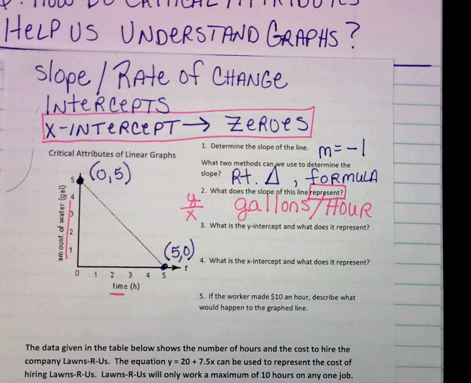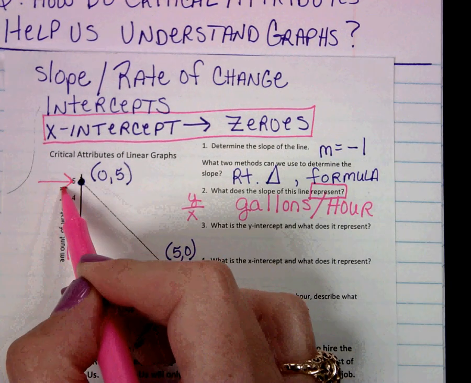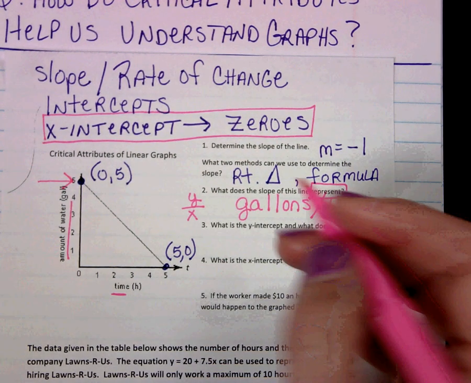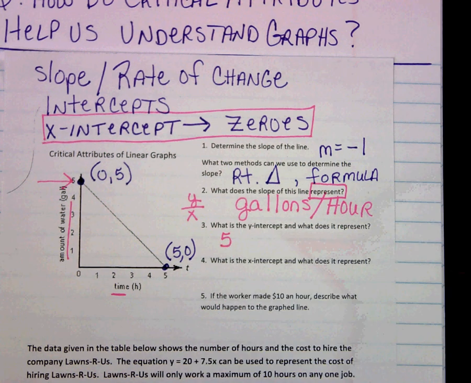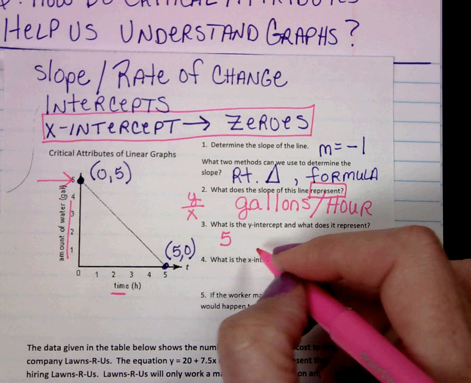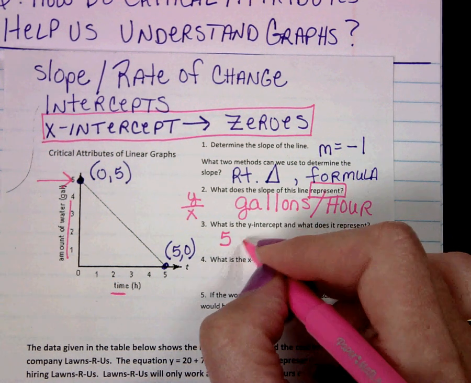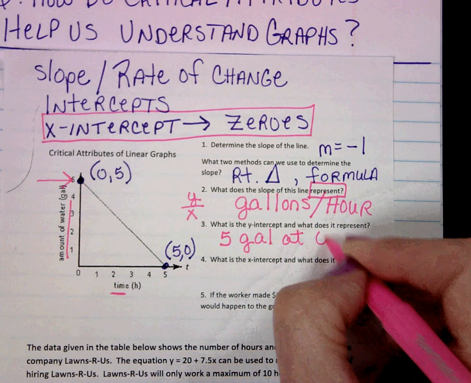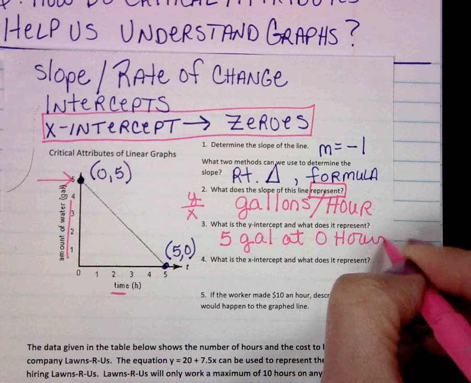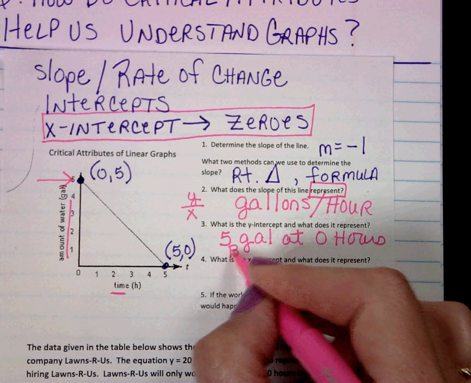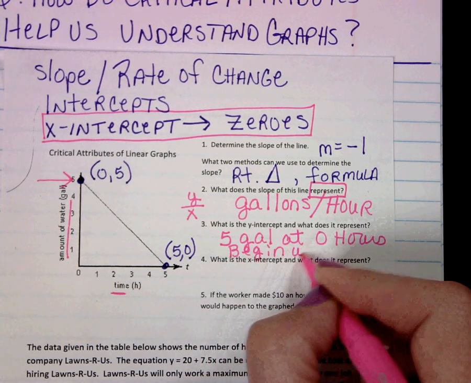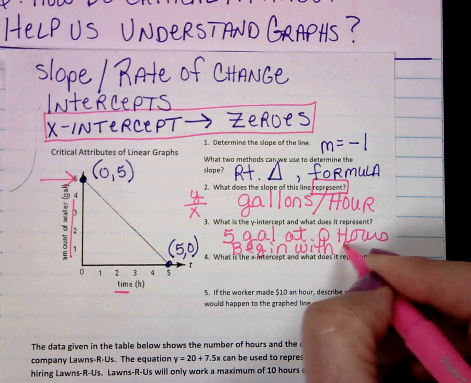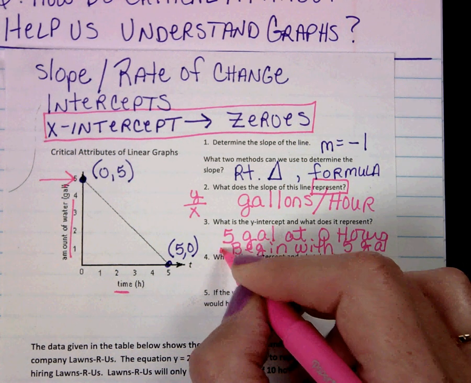Number 3 says what is the y-intercept and what does it represent? Well, here's our y-intercept where it crosses the y-axis. The y-intercept is 5. Well, in terms of this problem, what does it represent? It represents that there are 5 gallons at 0 hours. Or you could say that we begin with 5 gallons. Either way would be a way to interpret this.